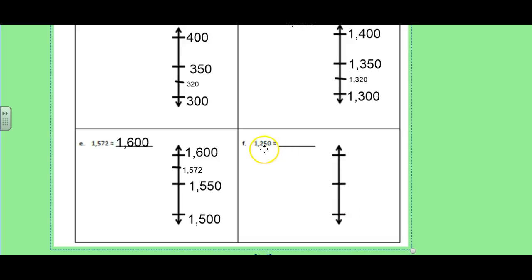Okay, so from looking at it, we see that there is a 2 in the hundreds place, which means that this one has 2 hundreds. So our first number at the bottom is 1,200. One more hundred than that is 1,300.